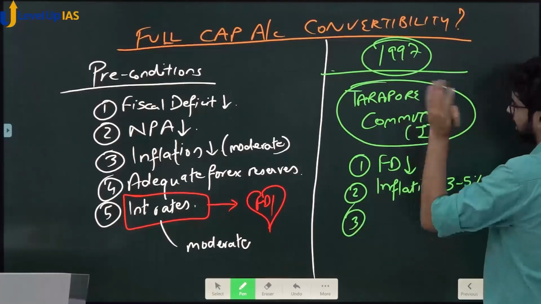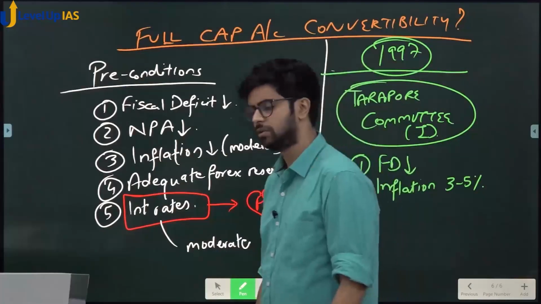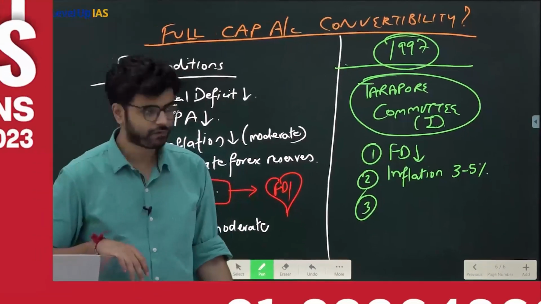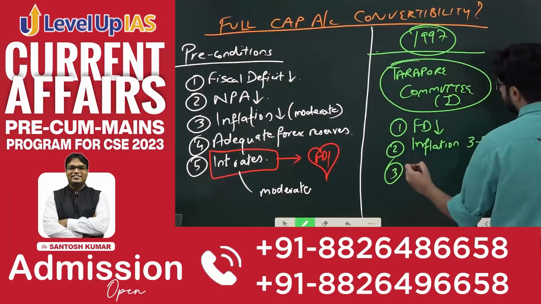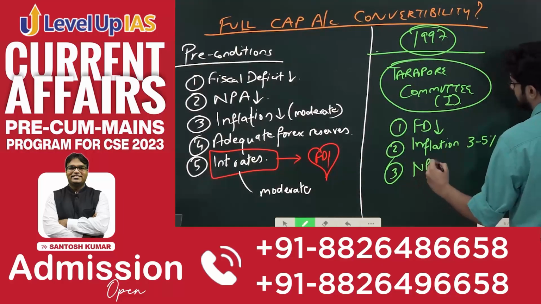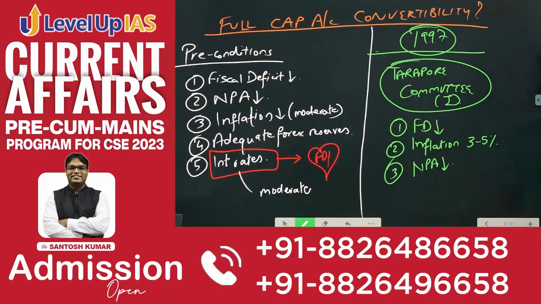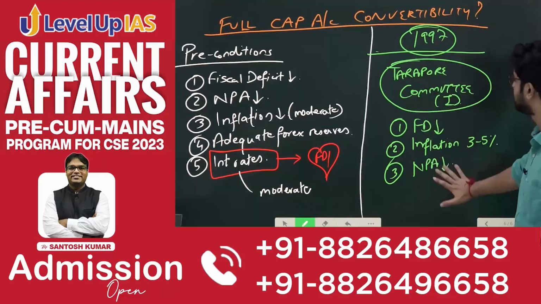उन्होंने तभी के टाइम से दिया है 1997. They said कि inflation should be in the rate of 3 to 5%. And the third and very important recommendation, we already know that NPA should be less. तभी भी था NPA, don't worry. तभी भी everything was there. ठीक है, these were the recommendations of Tarapur committee.